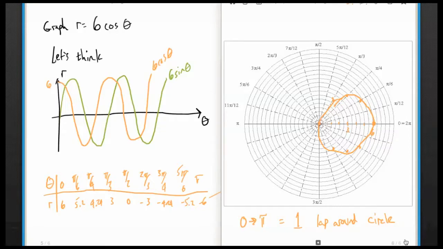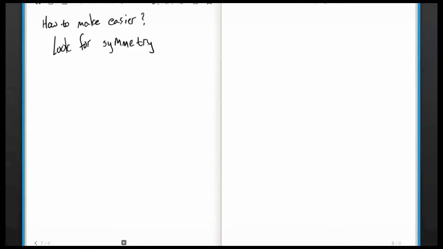All right, well, that was a painful amount of work. If you ask me, we've spent, I don't know, 20 minutes or something going through this, and we still haven't really got to the good stuff. So, how can we make this easier? We're going to look for symmetry.